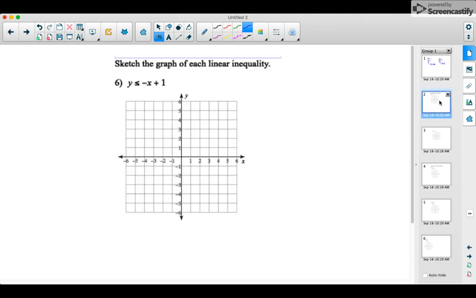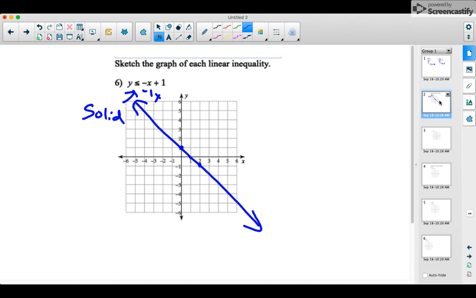So starting off super basic, just a single linear inequality. You graph it just like you would any other equation. So in this case, y equals mx plus b, my y-intercept is 1, so I'm going to start there. My slope is negative x, which we know actually means negative 1x. So down 1 over 1, down 1 over 1. And since this is a solid line, I'm going to make a solid line.